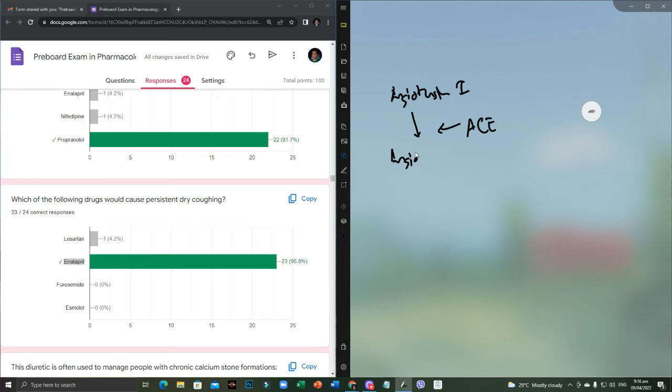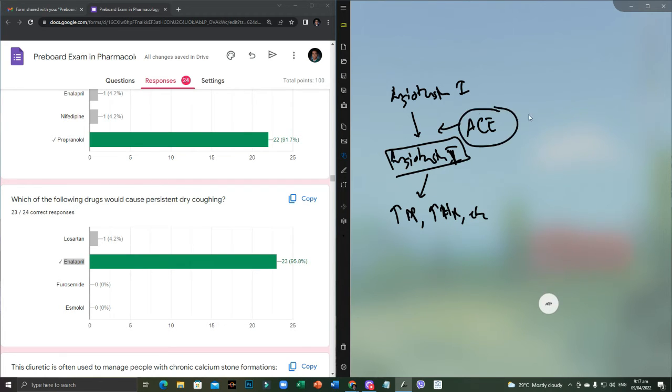To angiotensin 2. Okay? Now, once it becomes angiotensin 2, this is where we get increased BP, increased heart rate, etc. Okay? Now, the thing with ACE is, it's also the same enzyme that converts bradykinins into its inactive form.